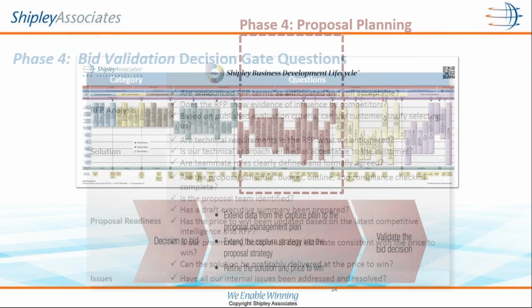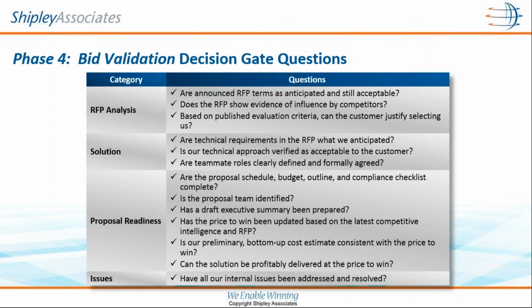And there's a critical review that happens here, and I'm going to ask Tamara to speak to that in just a minute. But the bid validation decision gate, here are some questions we need to be thinking about. If there's a draft RFP out, have we taken a good look at that? The final RFP. Are the terms and conditions and requirements as we expected them? The solution. Can we really answer the mail here? Do we need a teaming partner? If so, if we haven't done so already, we're behind.